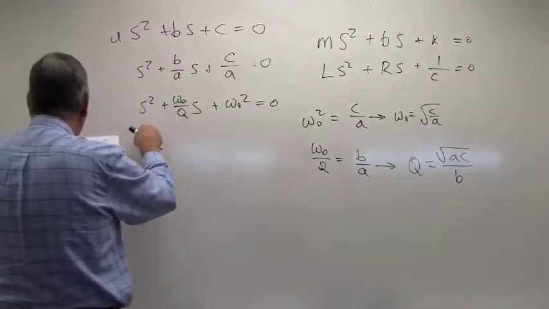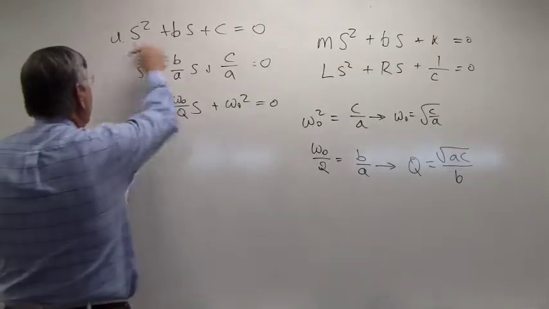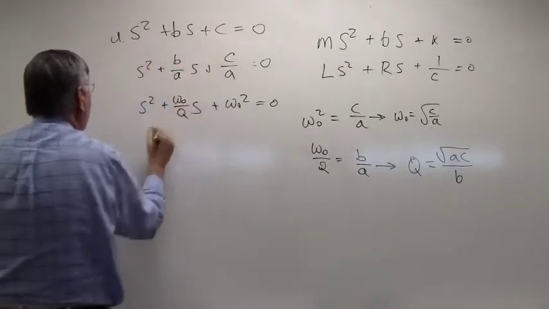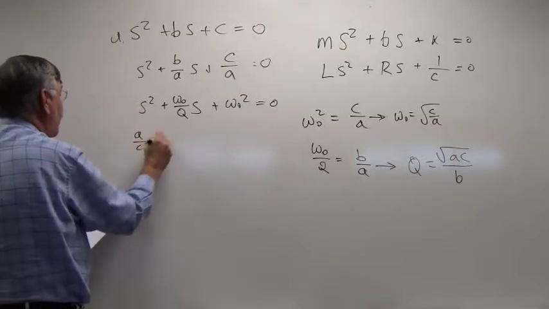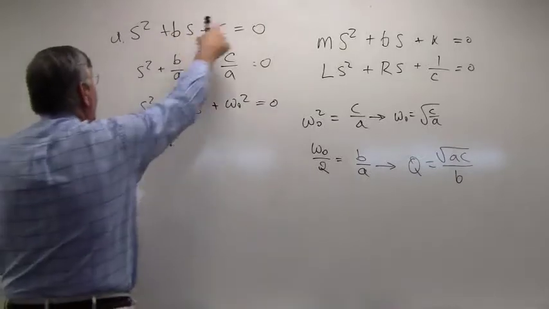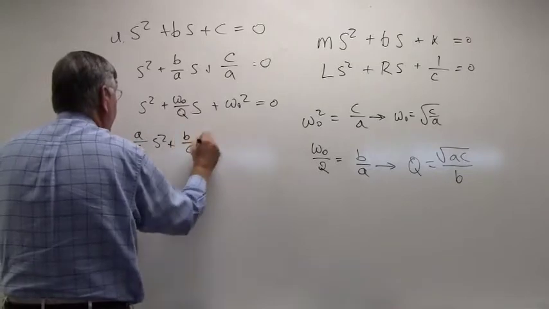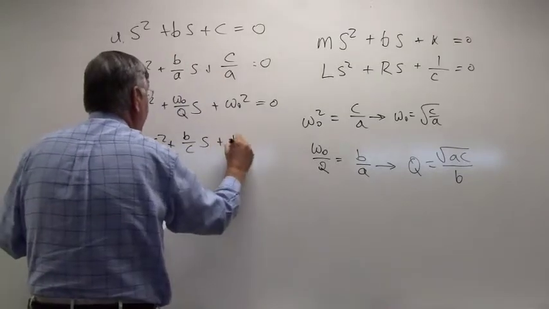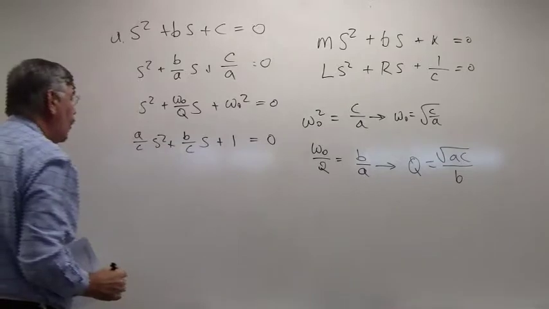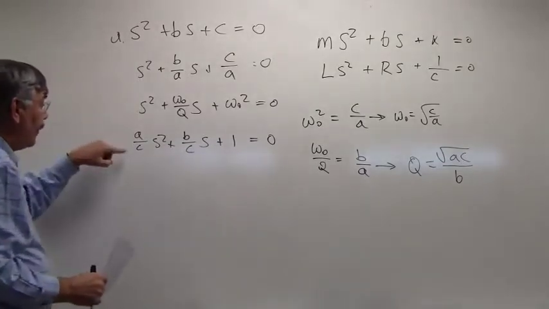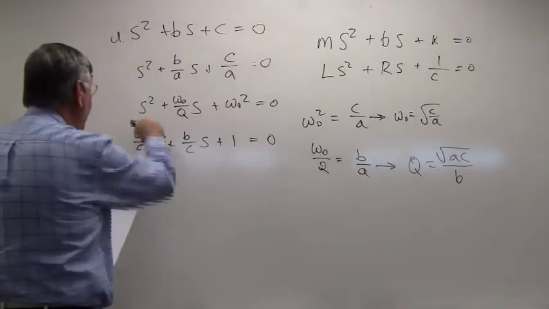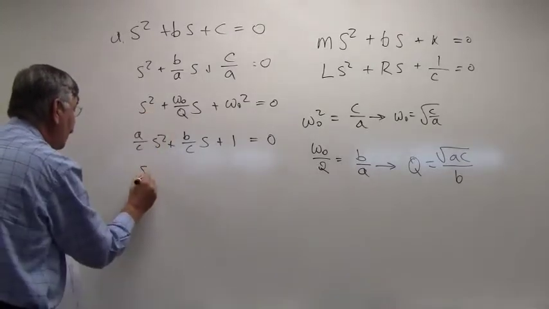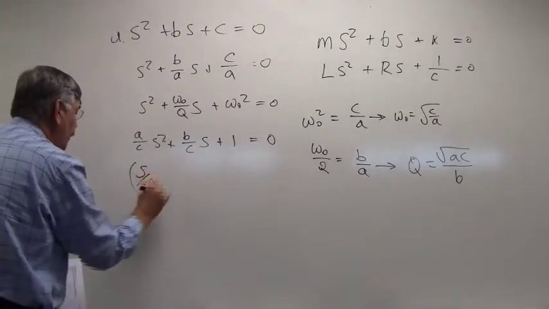Another form makes it easier to see what happens at high frequencies. So if I divide both sides of this thing by c, I can get another form for this thing, which is a over c out front times s squared, and this will be b over c s. And now this term can be made equal to 1. So there's different ways of normalizing this. And this form, just looking at different ways we can manipulate this thing, I can rewrite into a form that is really my favorite form.